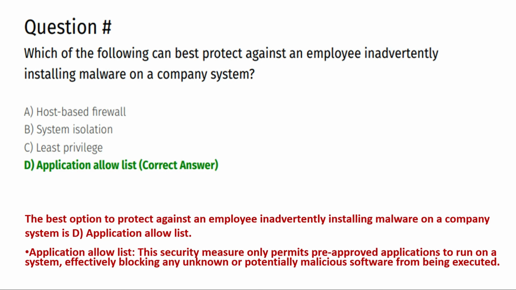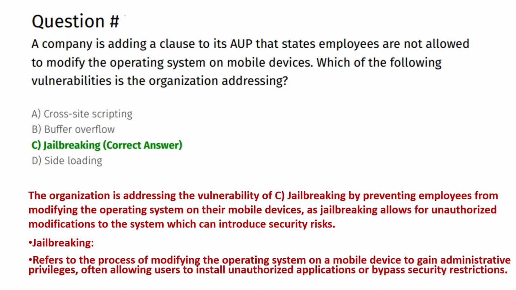So let's check the explanation. The application allow list, a security measure, only permits pre-approved applications to run on a system, effectively blocking any unknown or potentially malicious software from being executed. So that's why the correct answer for this question is option D, application allow list. So let's move to the next question.